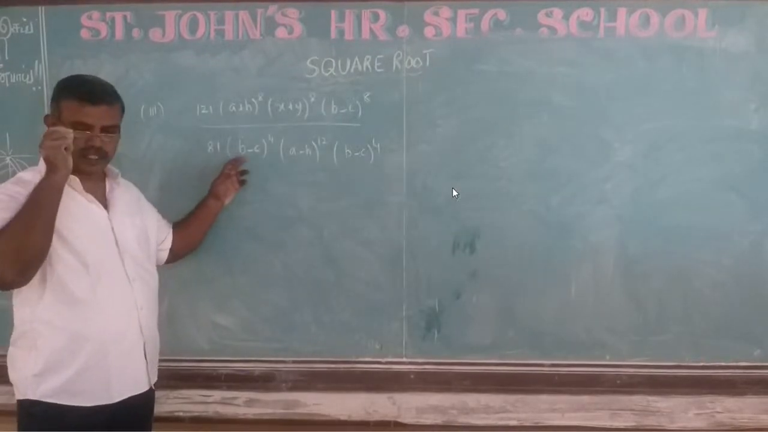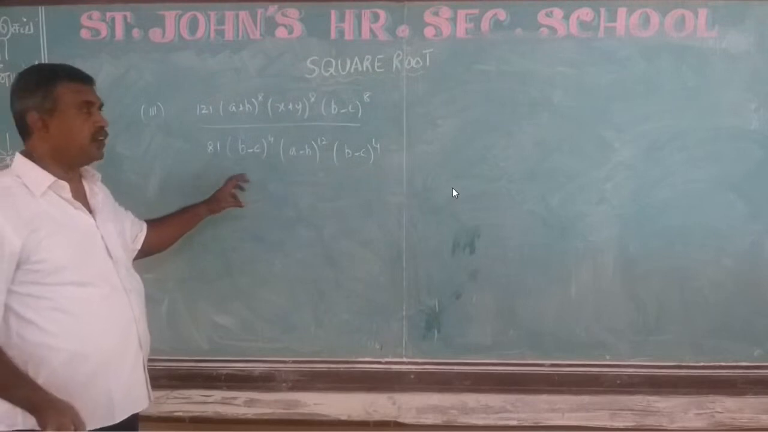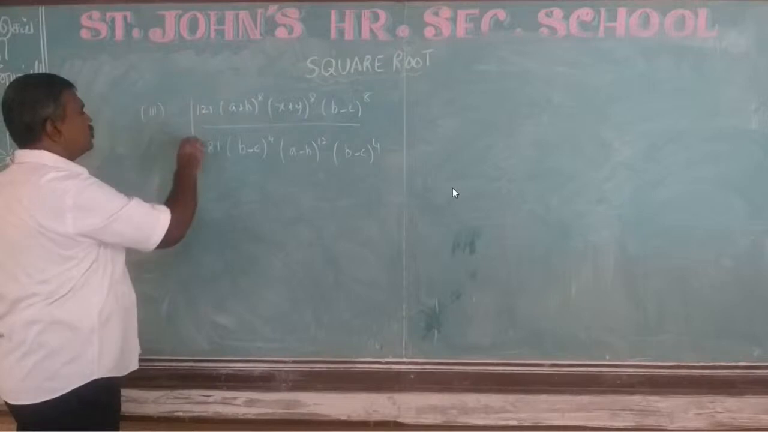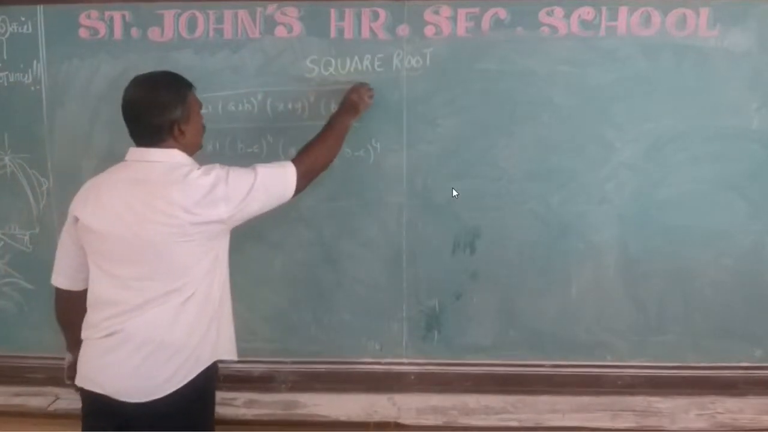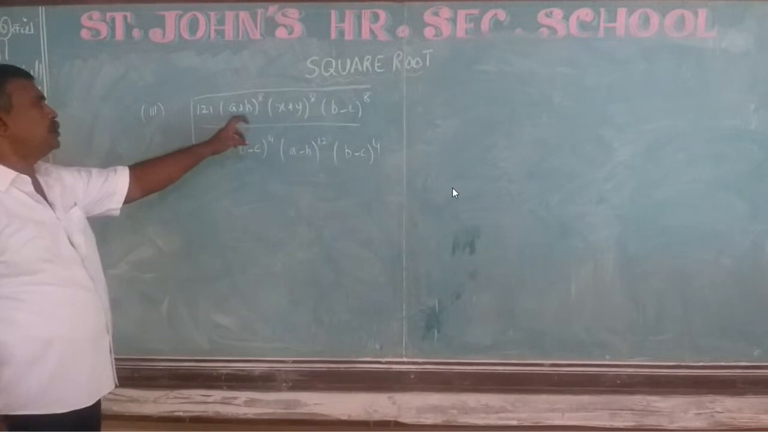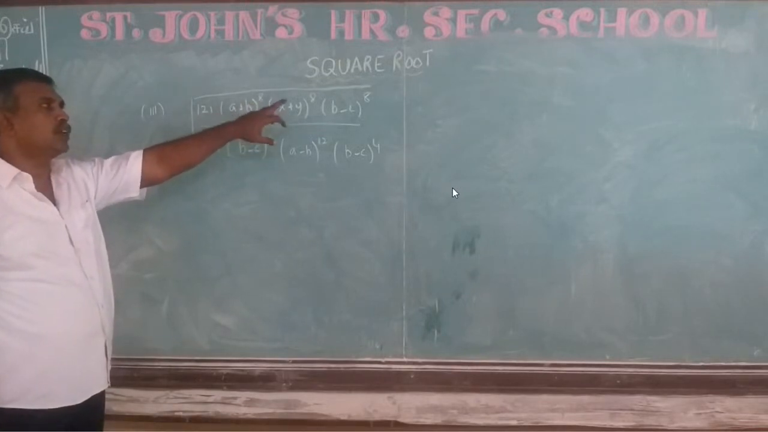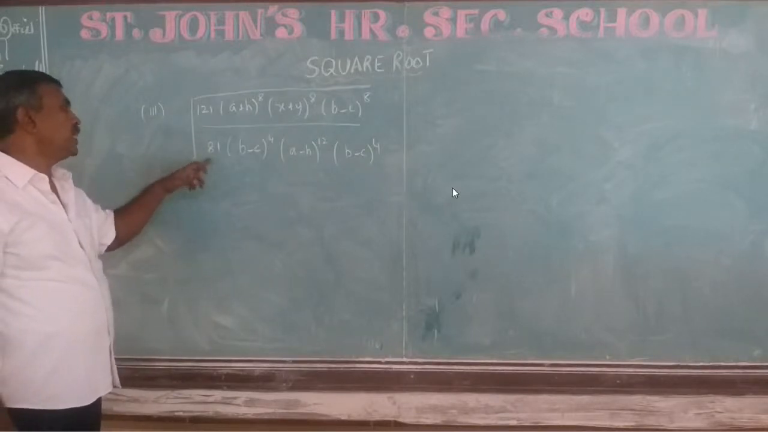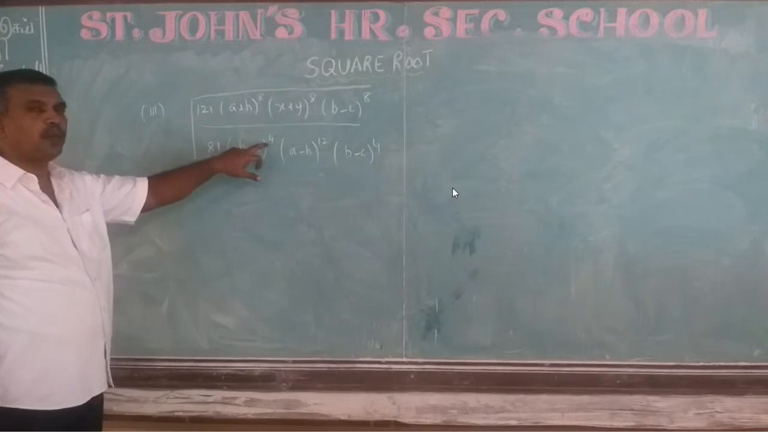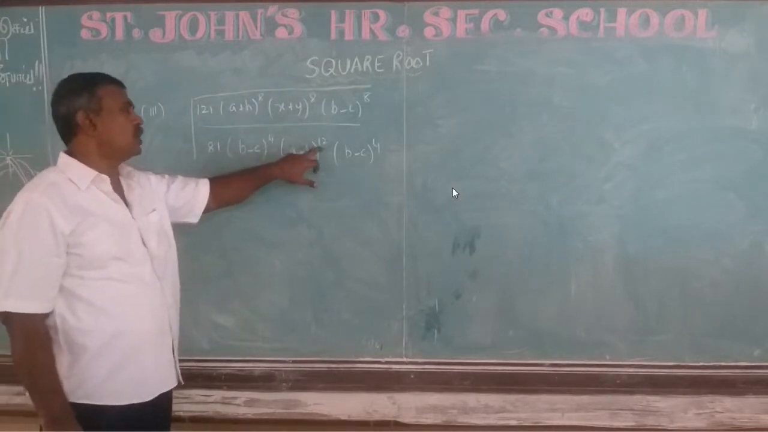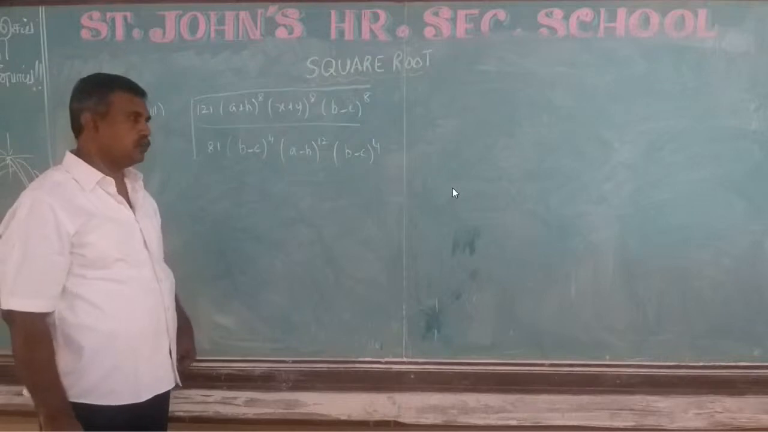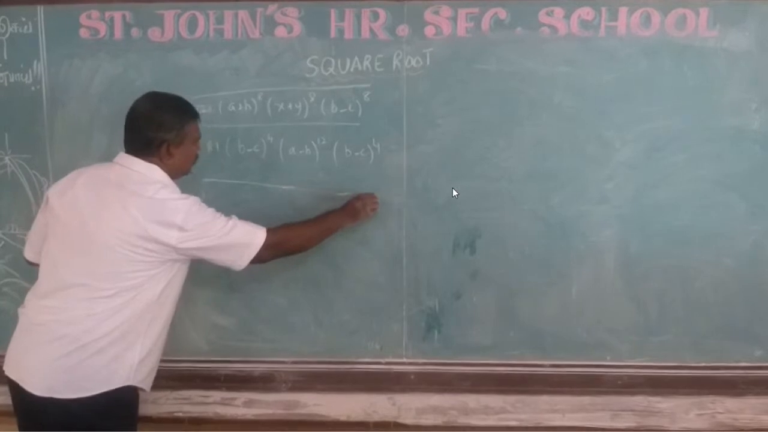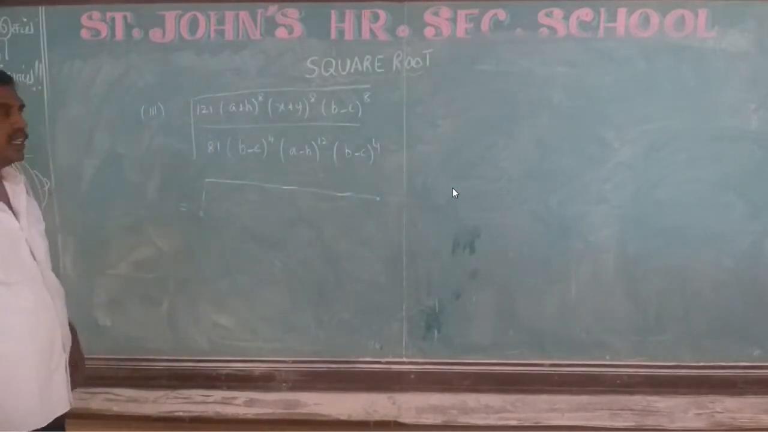Now the third sum, exercise 3.5, first third sum. Find the square root of 121 a plus b the whole power 8 into x plus y the whole power 8 into b minus c the whole power 8 divided by 81 b minus c the whole power 4 a minus b the whole power 12 b minus c the whole power 4. That is equal to square root of, directly we write the answer.